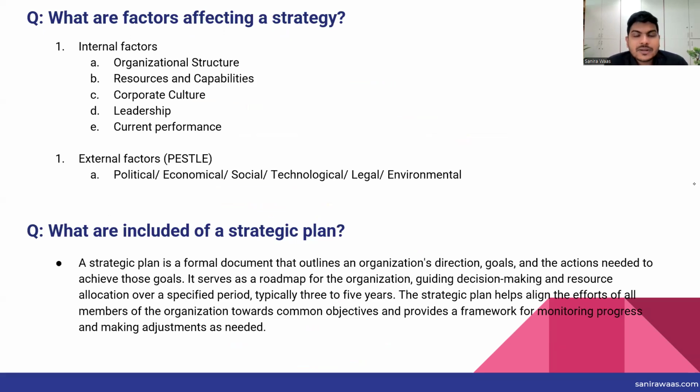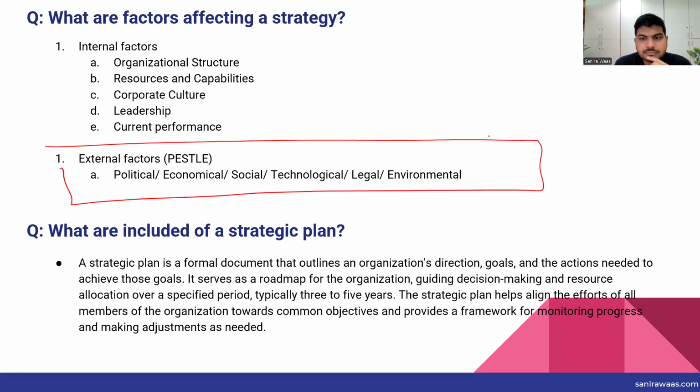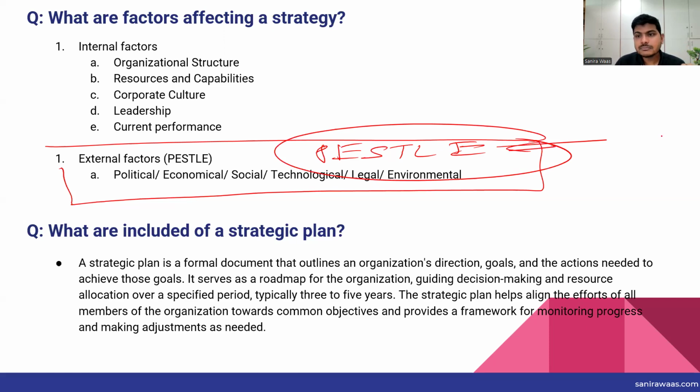Then what are the factors affecting a strategy? You have internal factors and external factors. We have already discussed external factors in early lessons. Your PESTLE. I think you have gone through this concept thoroughly, right? The PESTLE forces: political, economical, social, technological, legal, and environmental. These are external, where you can't control. But these internal things are the things that you can control.